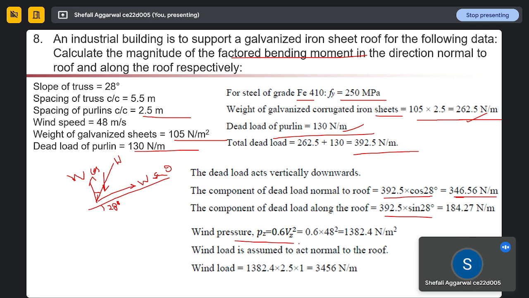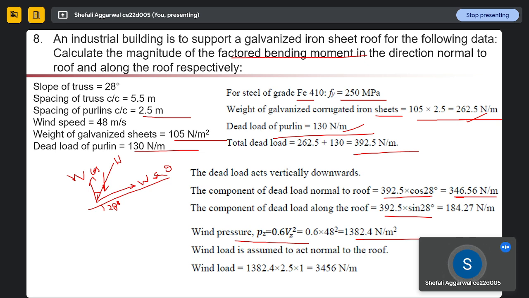So what else is given to us? Wind speed is given to us. From wind speed, we are calculating the wind pressure, which is given by 0.6 Vz square. Vz is 48. So using this formula, we are getting wind pressure as 1382.4 Newton per meter square.